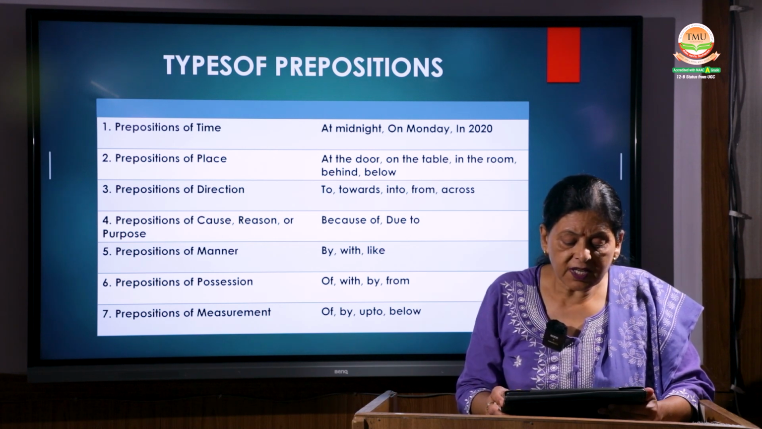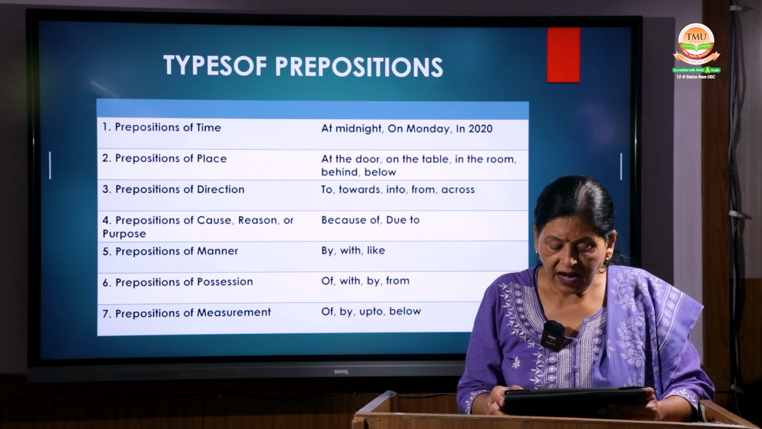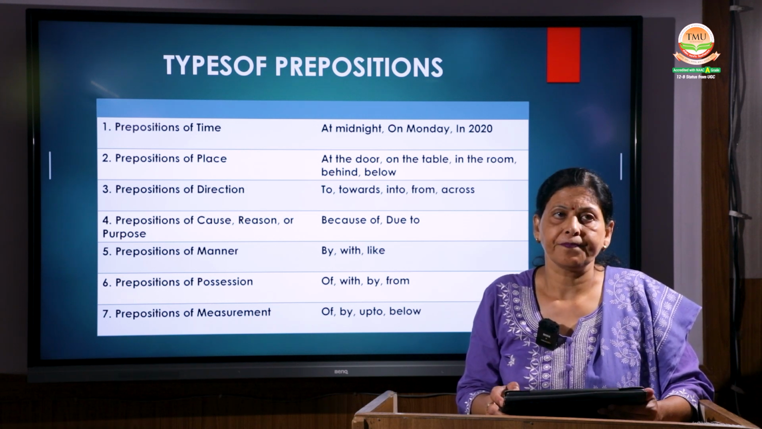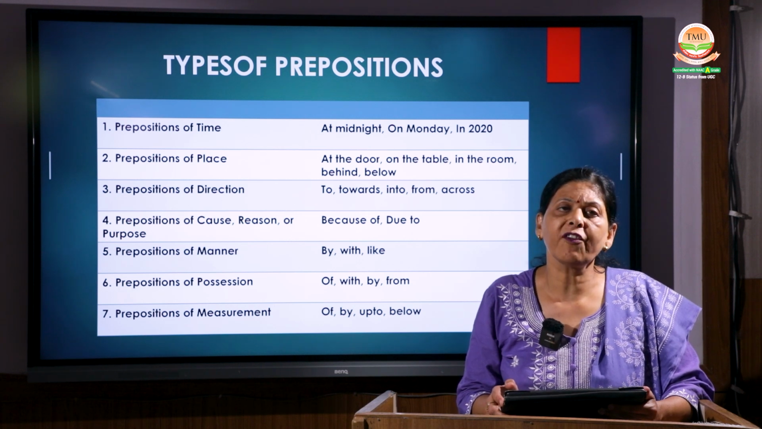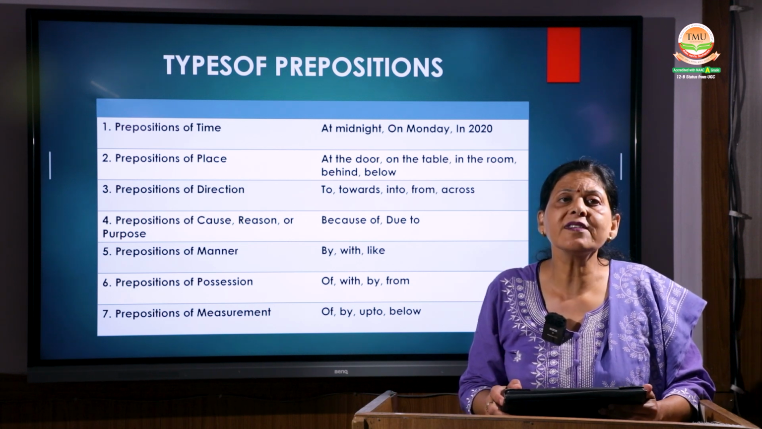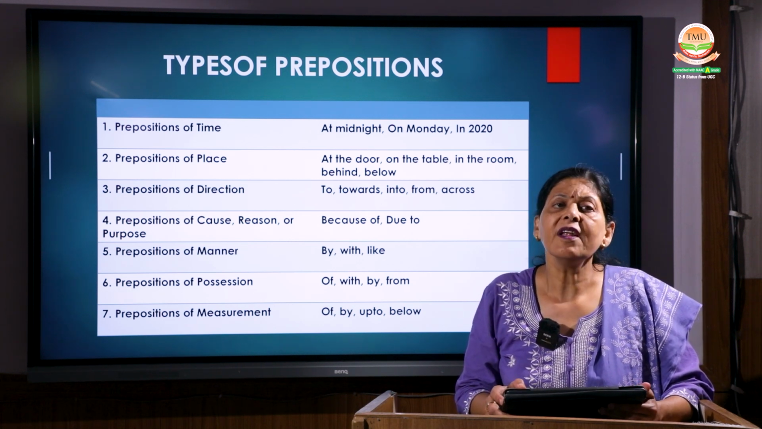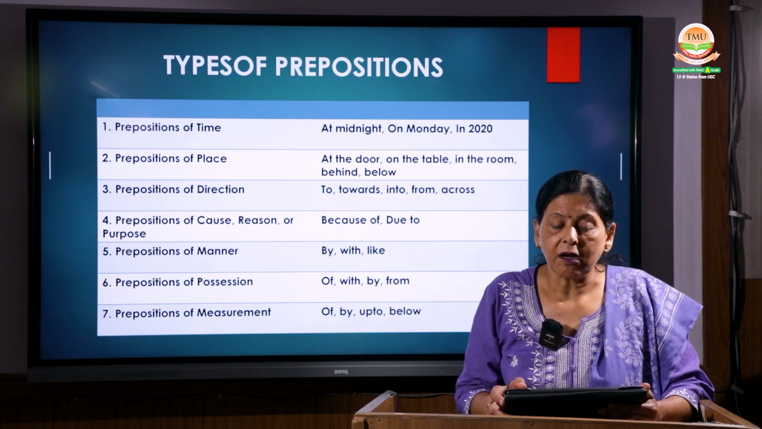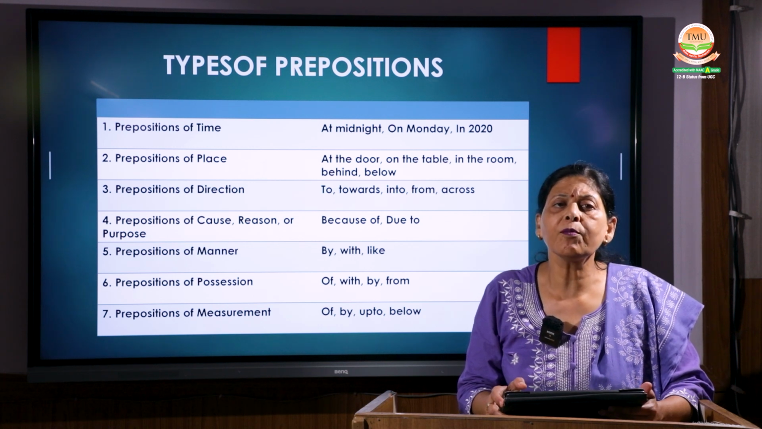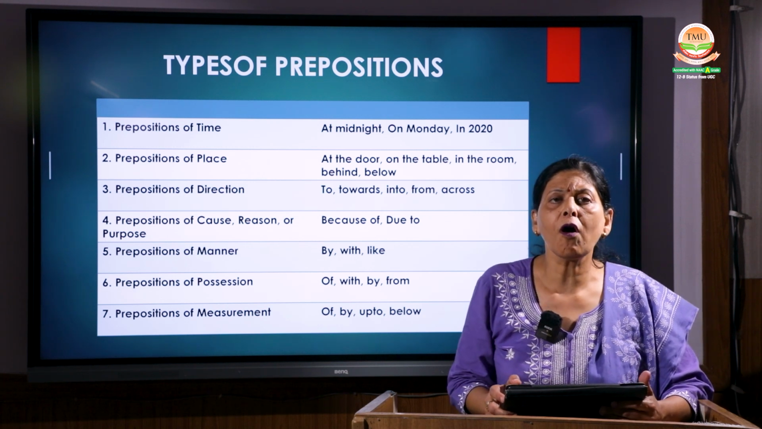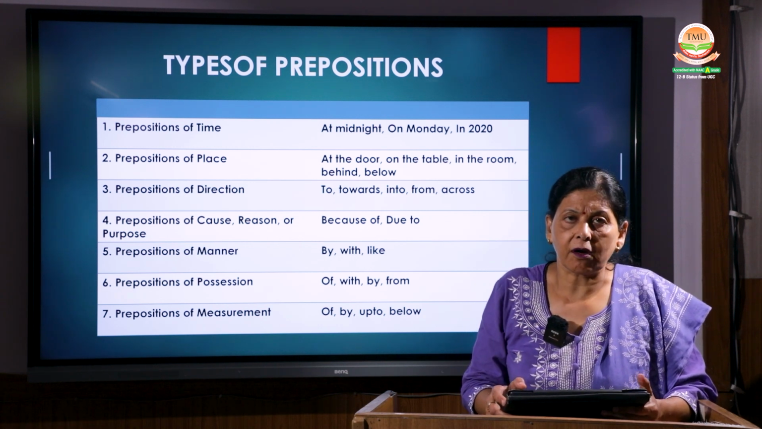Then the next is preposition of cause, reason or purpose. That is because of, due to. I was unable to reach college on time due to heavy rain. So due to is the preposition that reflects the reason, the cause.